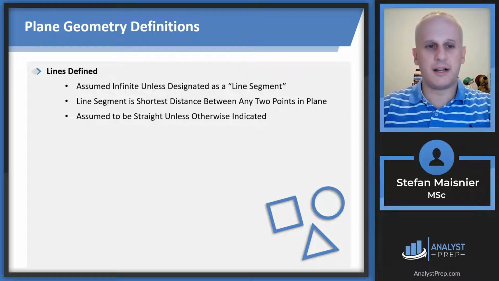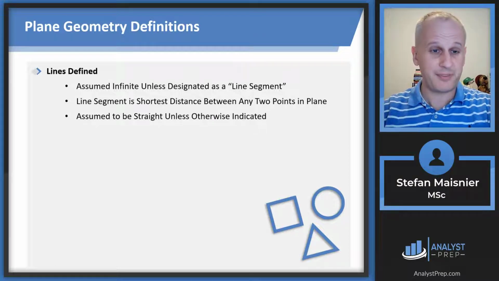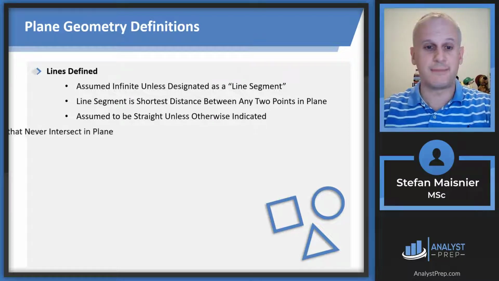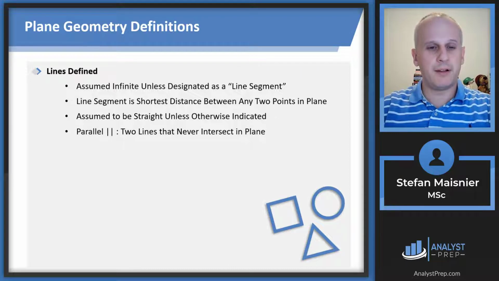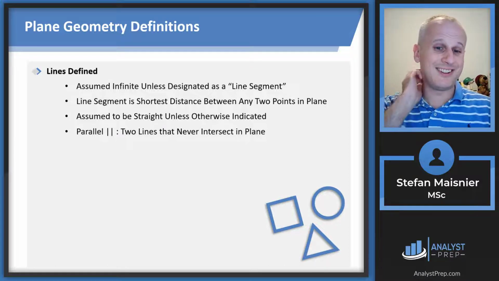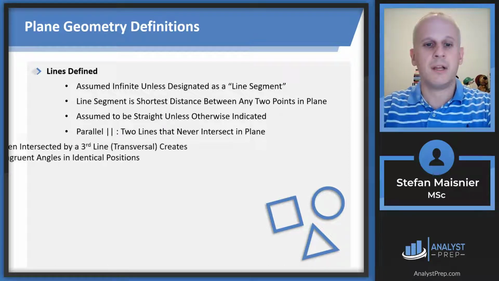So if you're looking at a line, that is a straight line unless they indicate that it isn't, or as you can see in the bottom right of this slide, there's a circle, and that definitely is not a straight line. Now, parallel is going to indicate that two lines will never intersect in the plane, and that is indicated by those two vertical lines there on the screen.